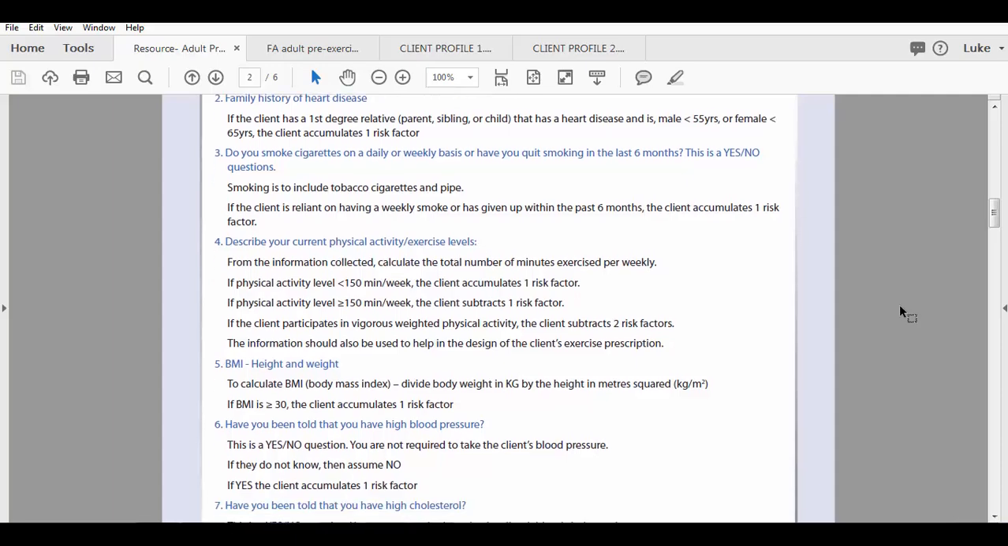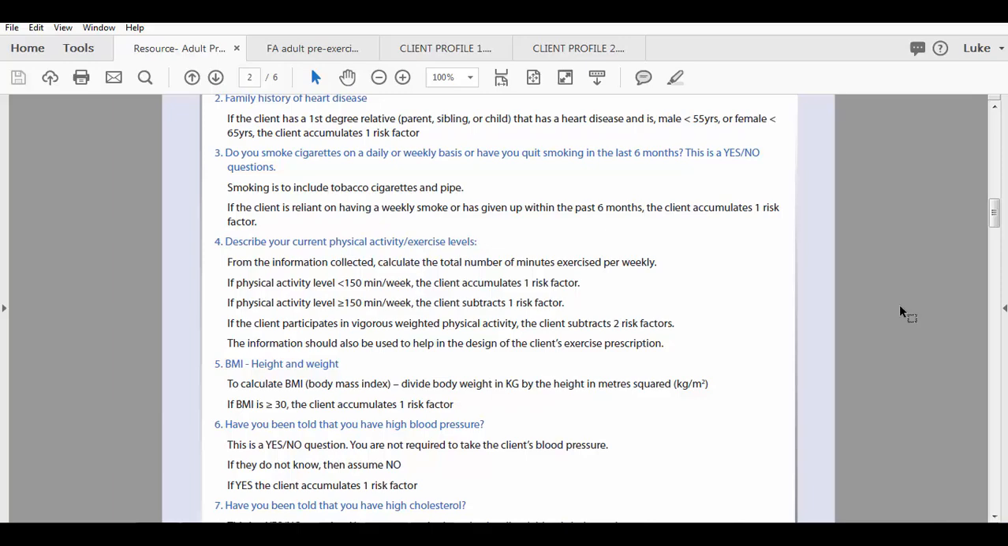Now this is all about physical activity levels. If your physical activity level is less than 150 minutes accumulated per week, then you'll get a +1 risk factor score. If the physical activity level is equal to or greater than 150 minutes accumulated across the week, then you'll get a -1 risk factor. So there's no 0 score in question 4.